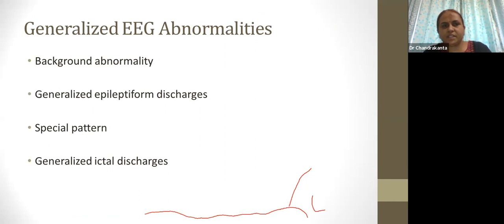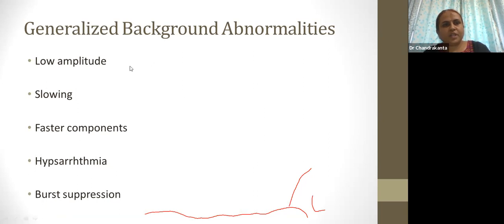Now the generalized EEG abnormalities. They can again be a background abnormality, or they can be generalized epileptiform discharges. They can be some special pattern pointing towards a specific epilepsy syndrome, and they can be ictal discharges, generalized. So background abnormalities can be low amplitude EEG. There can be generalized slowing or generalized fast activity of the waves. Can be hypsarrhythmia or burst suppression pattern.